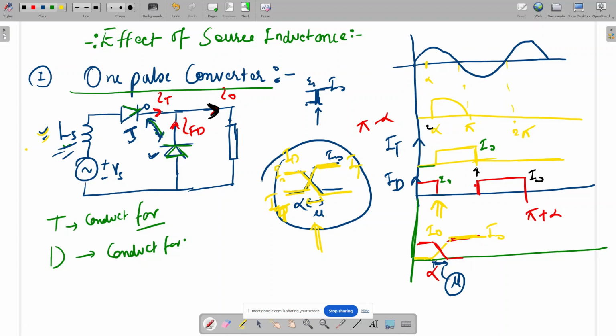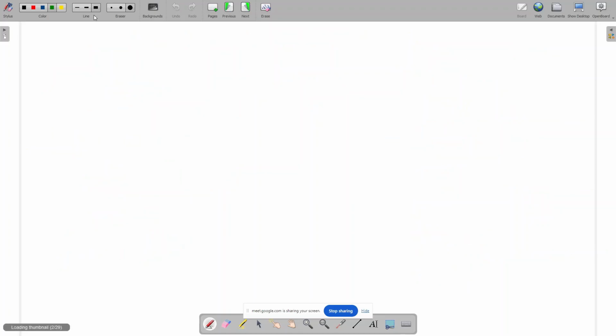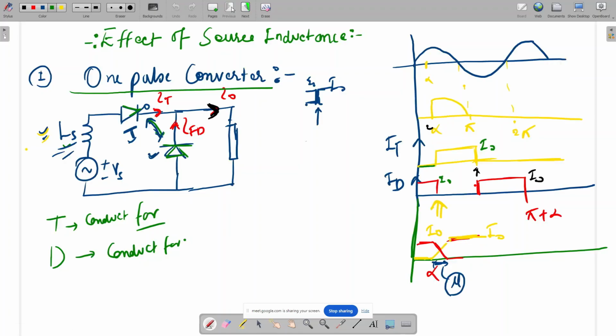Clear, sir. Okay. Considering this, I'm going to draw the output voltage. One second. This diagram I'm going to omit. Next page I will draw.